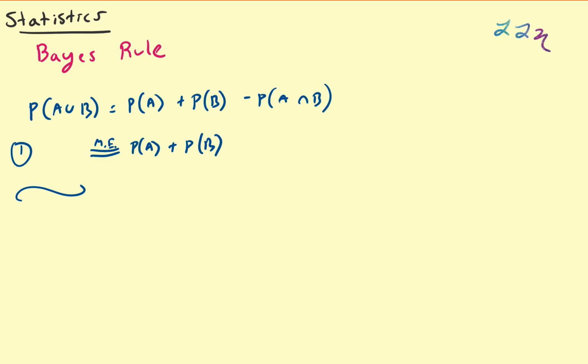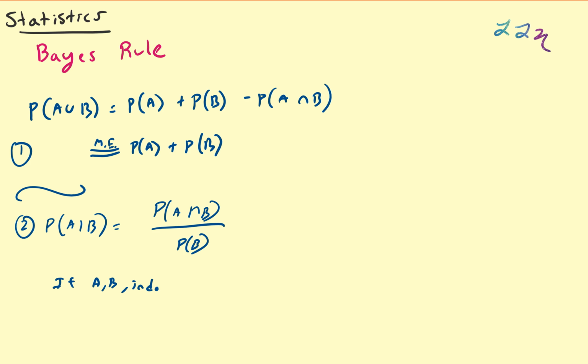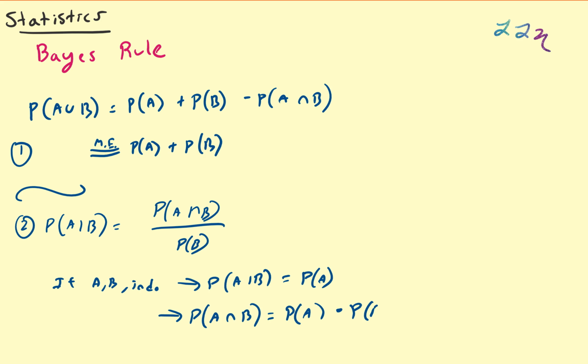The second big rule that we discussed was, if A and B depend on one another, then the probability of A given B is equal to the probability of A intersection B divided by the probability of B. And if A and B are independent, then the probability of A given B is just the probability of A, or more so, the probability of A and B is equal to the probability of A times the probability of B. That's what we call the product rule.